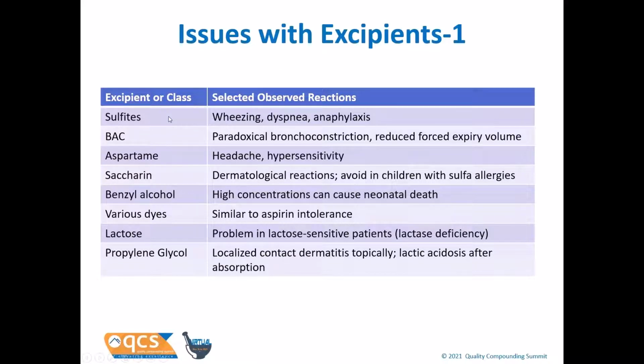Sulfites, we're all sensitive to those because they happen quite frequently. Benzalkonium chloride can cause paradoxical bronchoconstriction, can be a problem. Aspartame can cause headaches. Saccharin can cause some dermatological reactions. Benzyl alcohol can cause problems in kids and dyes, especially with sensitive patients. Propylene glycol can cause localized contact dermatitis.